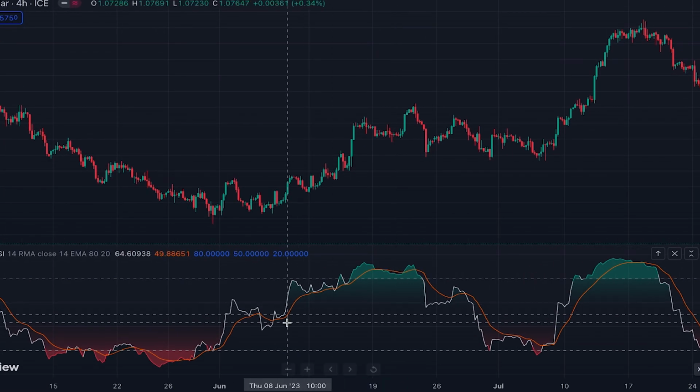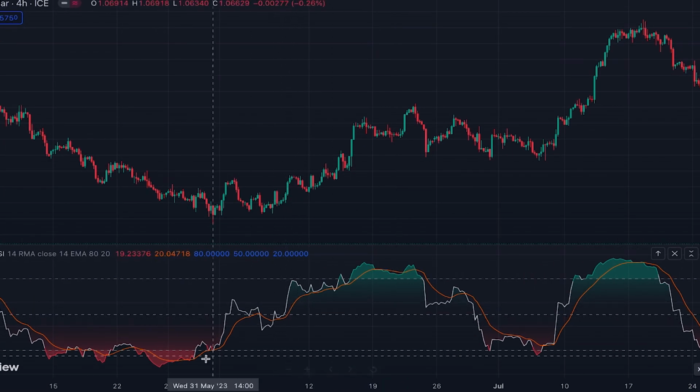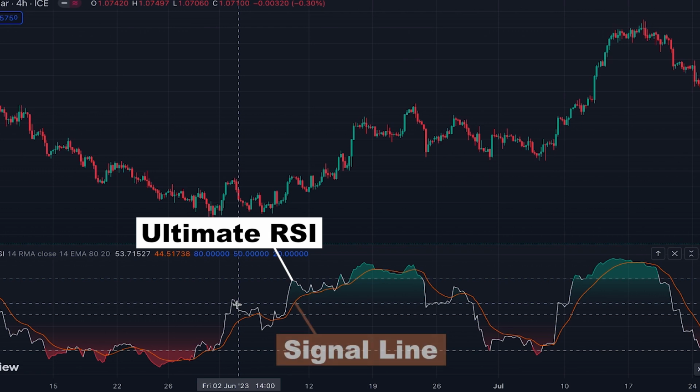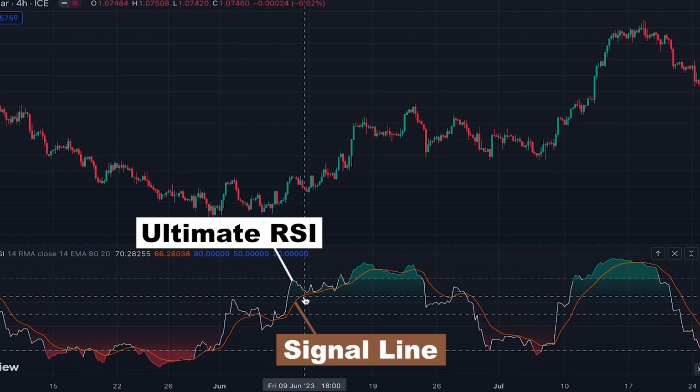As you can see, we have two lines here and they are fluctuating above and below the center line, which is 50. This line, which changes color between white, green and red, is the ultimate RSI line, and this orange line is the signal line, which is a 14 period moving average of this RSI line.